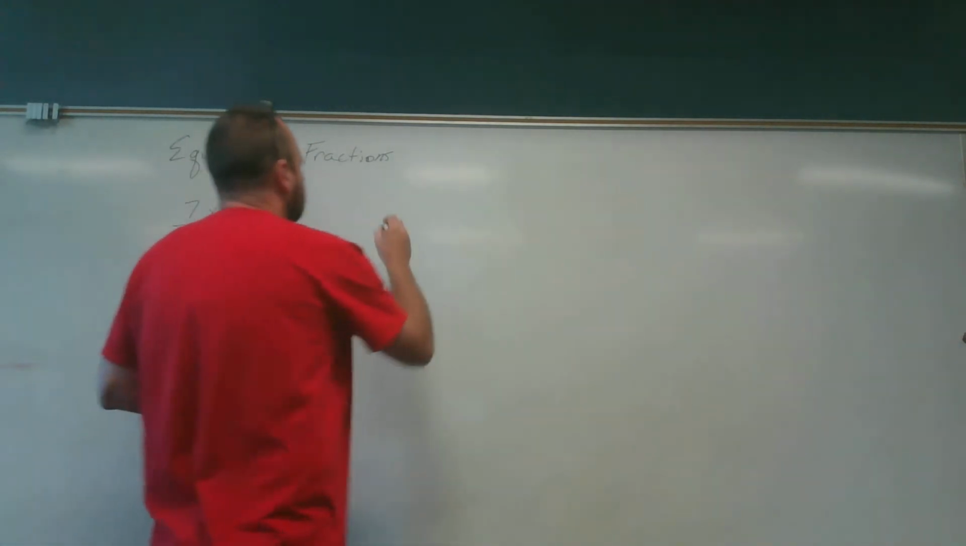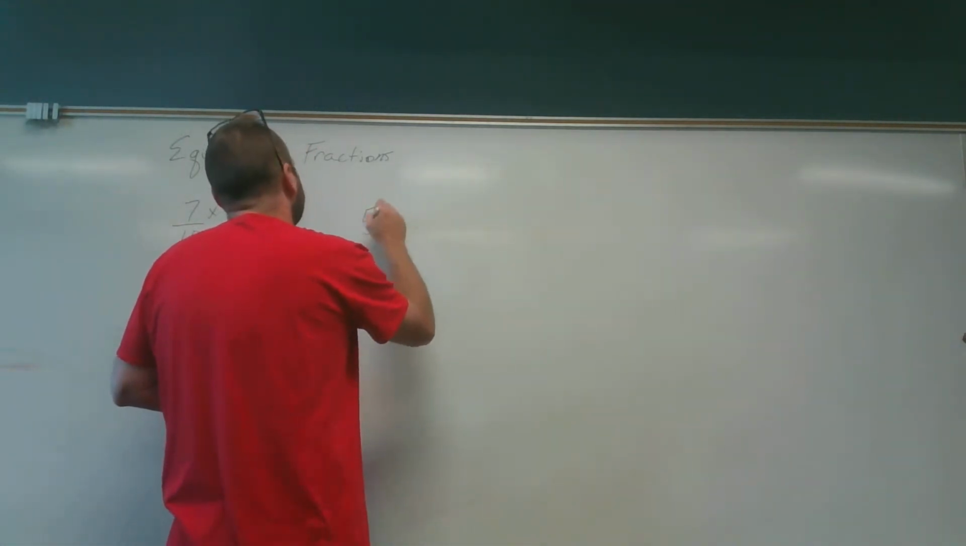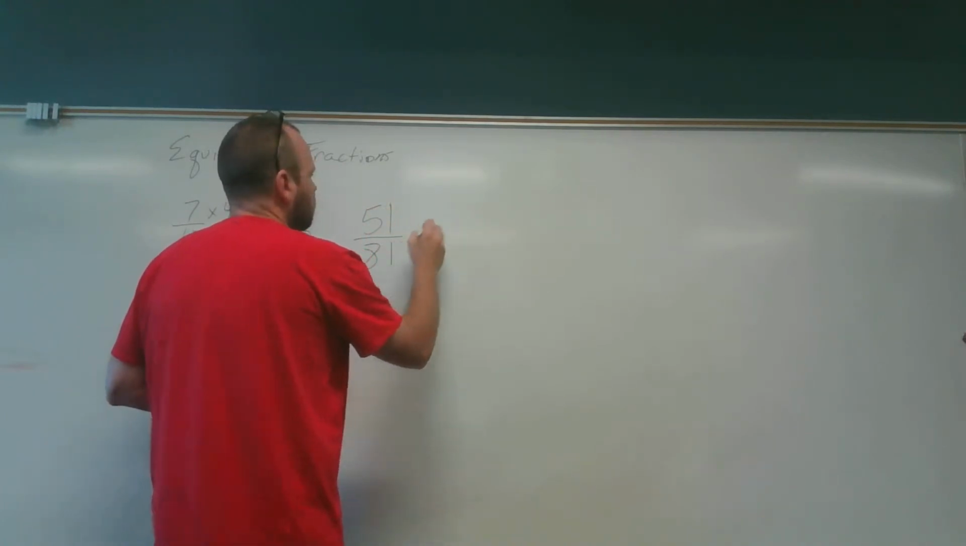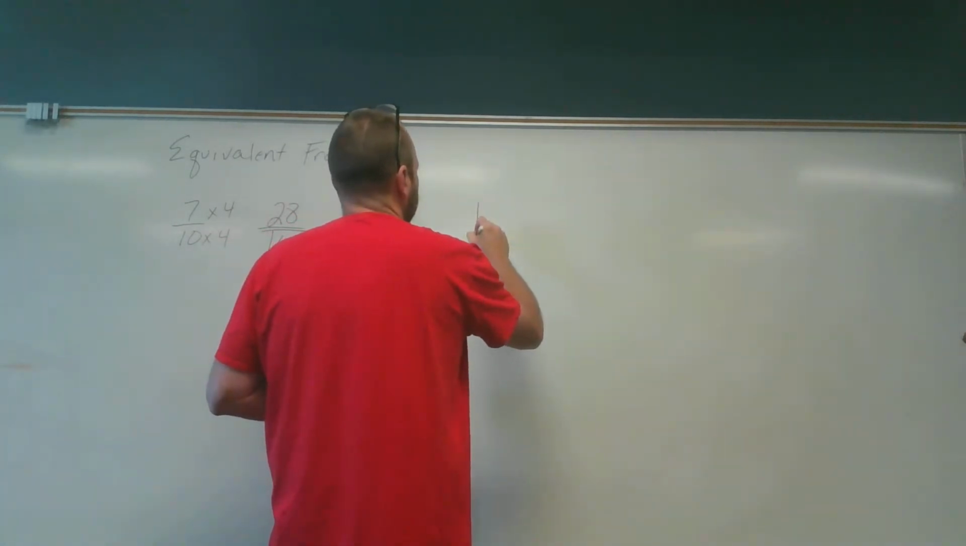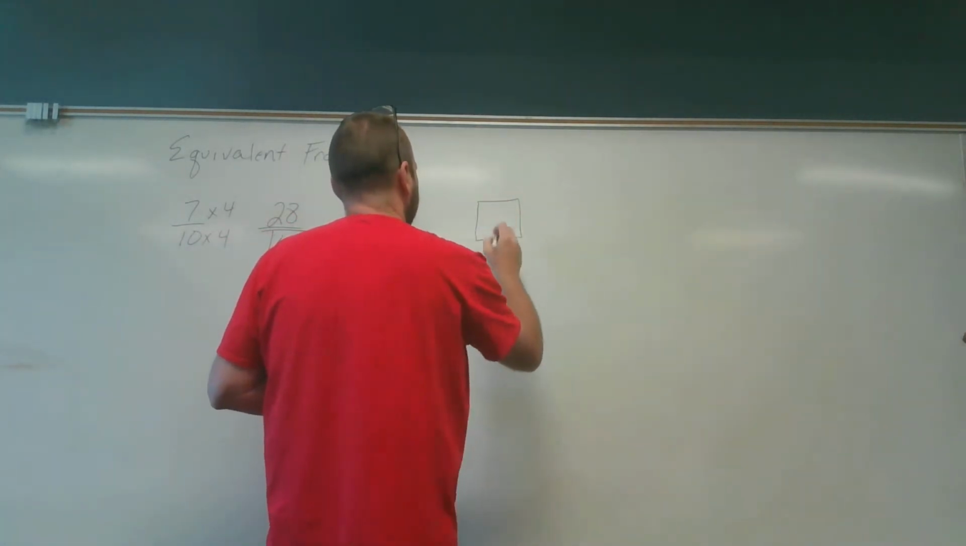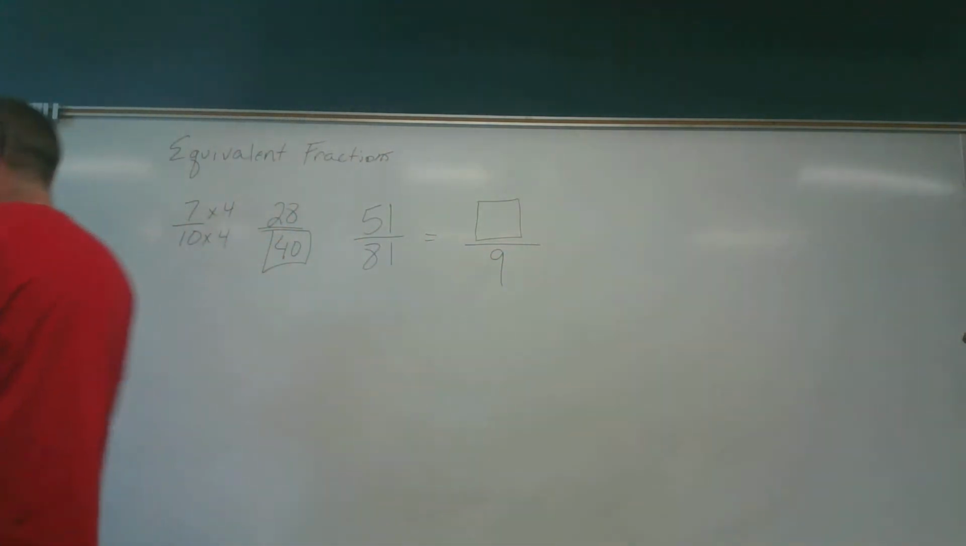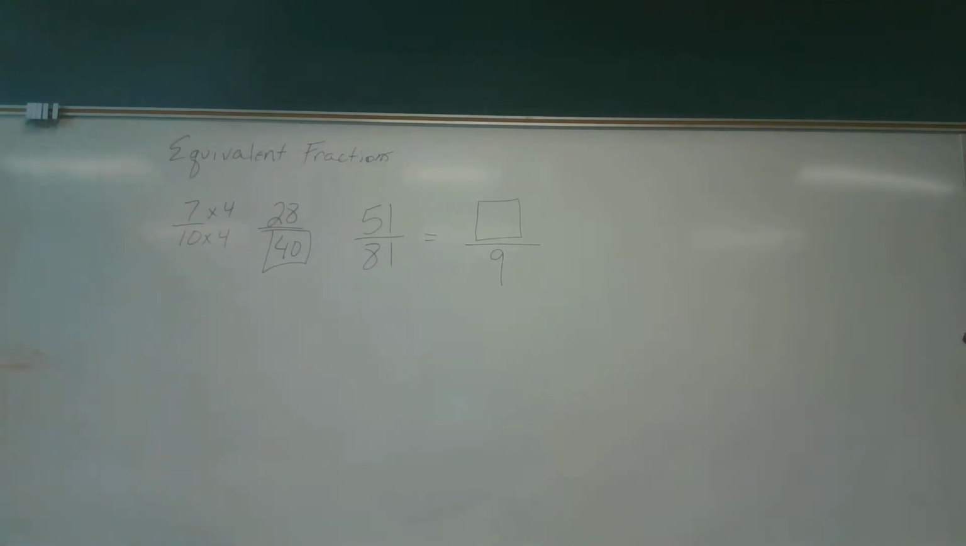Let's go another one. 51 over 81 equals blank ninths. So, Colin, are we getting smaller to bigger or bigger to smaller? Bigger to smaller. Because we have to change the 81 to a 9.